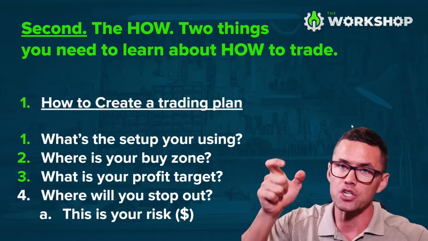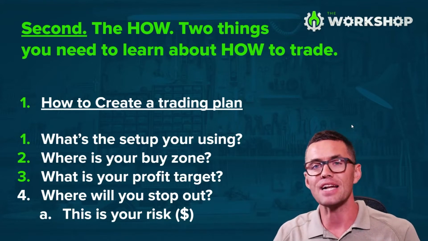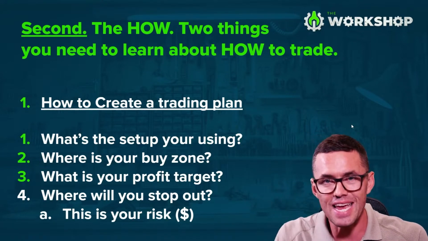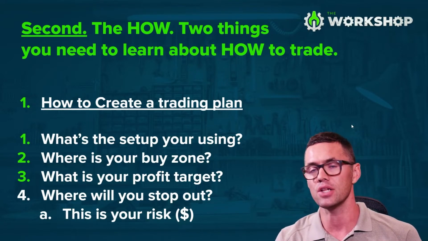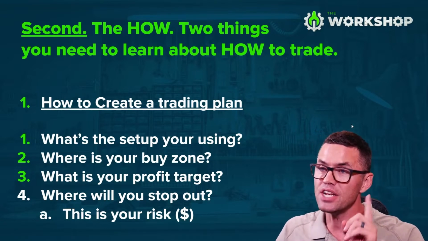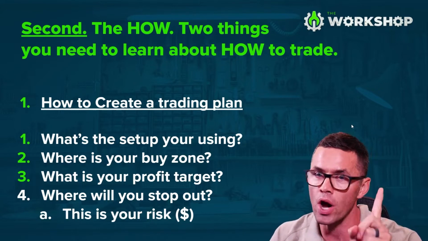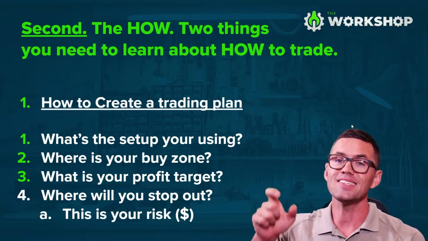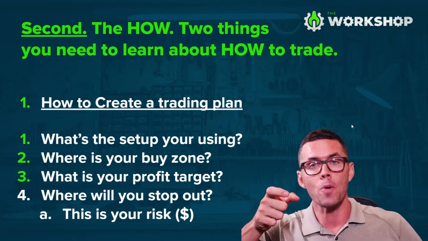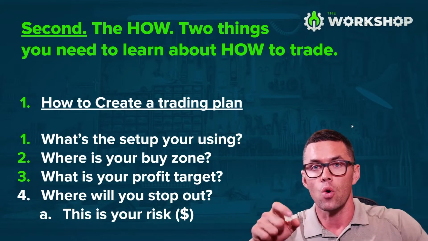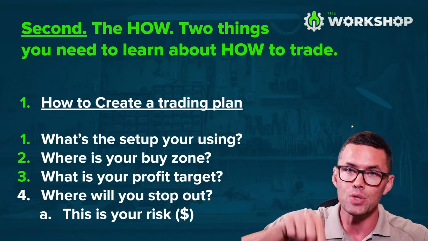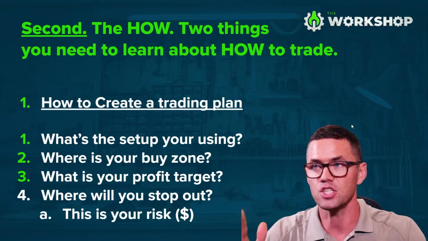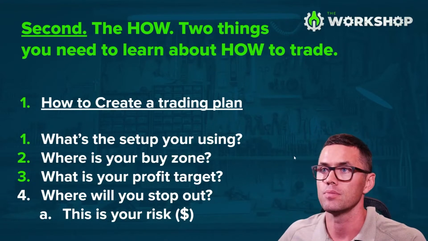Just like you putting down a chip on the table for blackjack and saying, I'm willing to risk this chip to see if I can win this hand against the dealer. You need to define your risk. You do that by knowing where you're gonna stop out and doing the math. So if I can say I'm willing to risk this in hopes of gaining this by buying it here using this setup, that is your plan. That's the plan. Let's get into it.